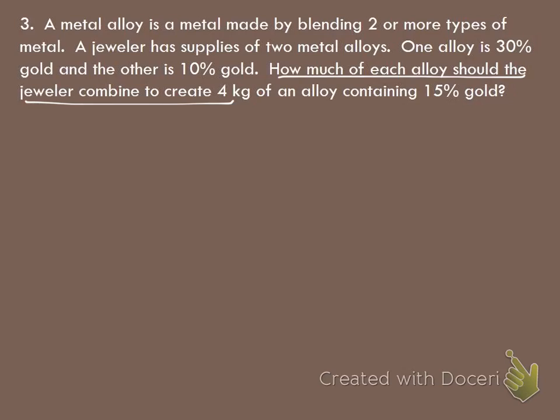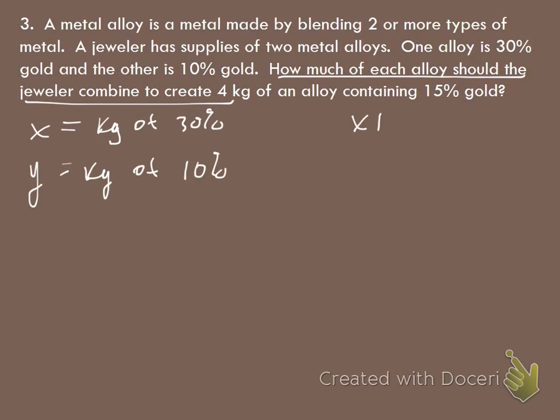Okay, so how much of each alloy should be used to combine? So we're talking about kilograms, right? We want to end up with 4 kilograms of a new alloy. So we need to find out how many kilograms of 30% alloy needs to be mixed with how many kilograms of 10% alloy, right? Well, if I add those 2 amounts together, they have to equal 4 kilograms total, right?